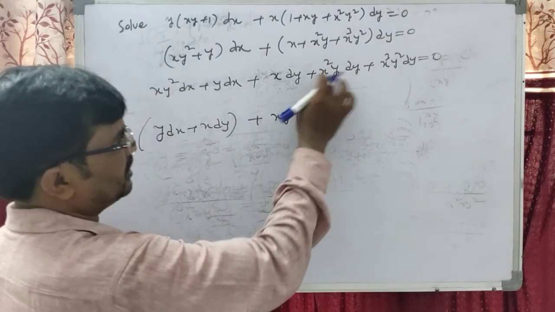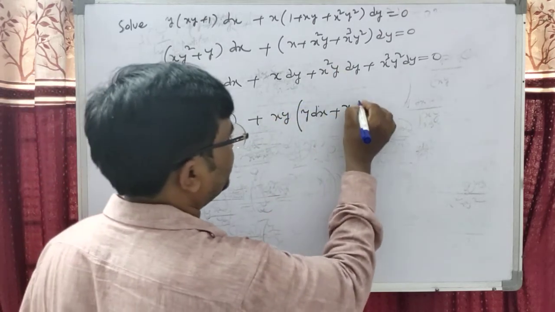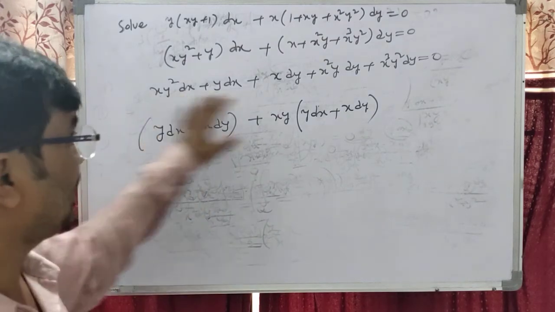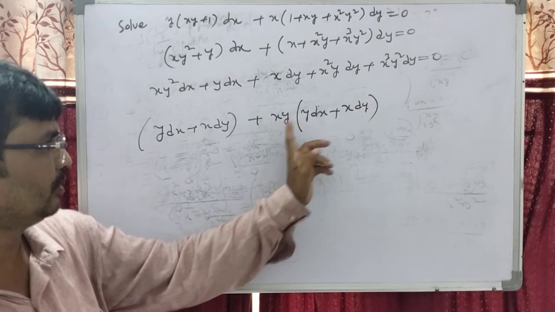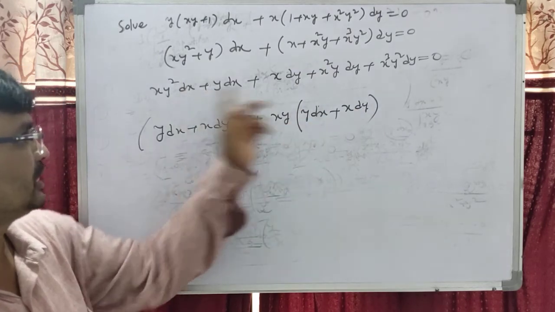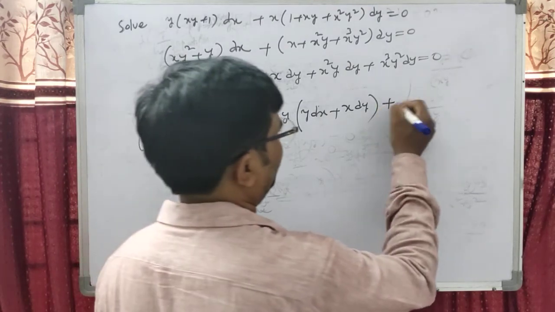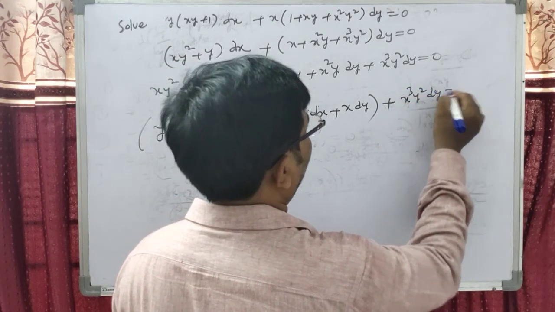What is it, dear students? The xy is the common, and what remains is x into dy. When you take xy from the first and the fourth term, that is y dx and x dy. Dear students, one more term is remaining, that is x cube y square dy.